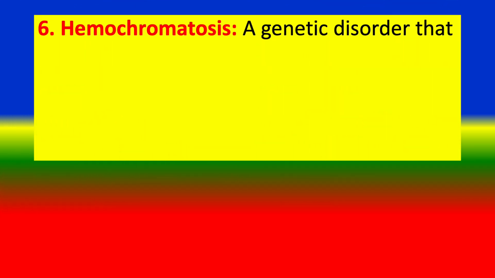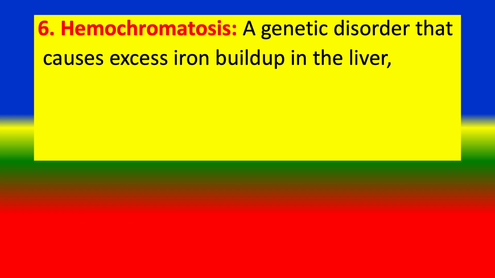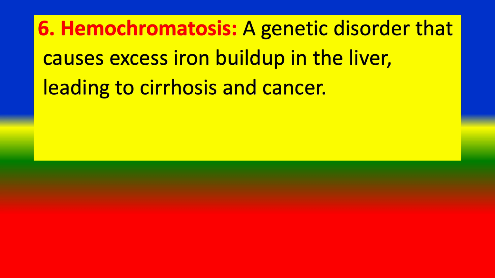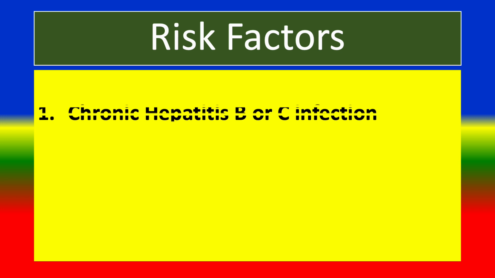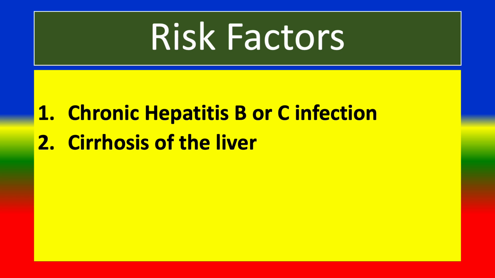6. Hemochromatosis, a genetic disorder that causes excess iron buildup in the liver, leading to cirrhosis and cancer. Risk factors. 1. Chronic hepatitis B or C infection. 2. Cirrhosis of liver.